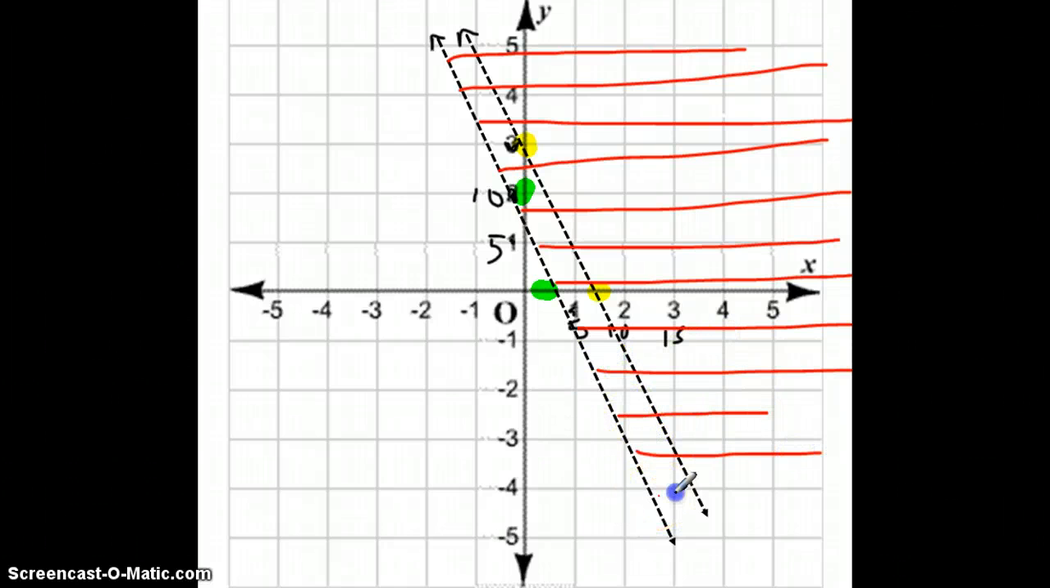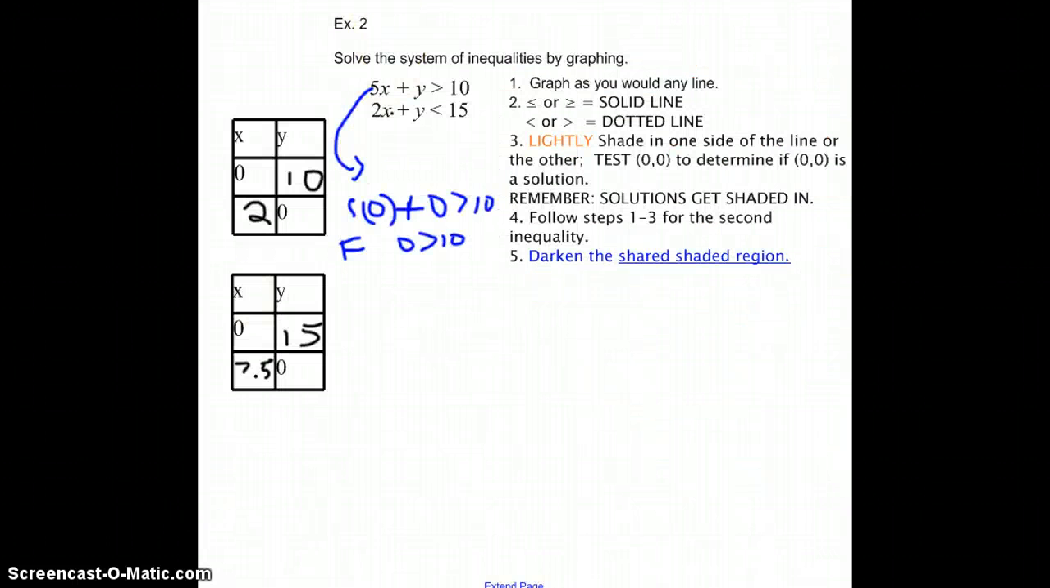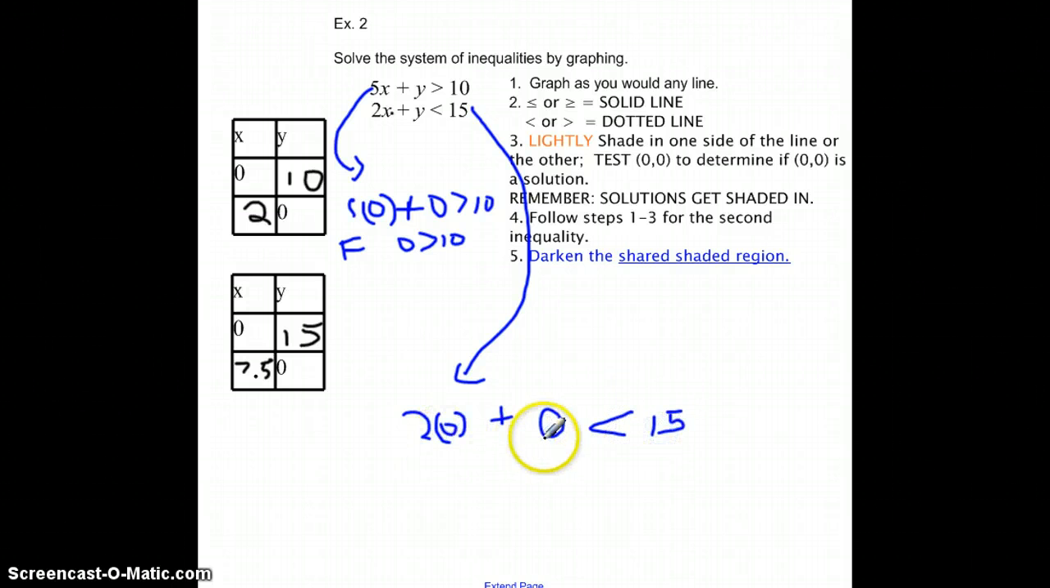Alright, now we've got to figure out what the shared region will be with the other line. So let's take our test points for the other line. Bring our other line down here. Here's our points. 2 times 0 plus 0 less than 15. Alright, 2 times 0 is 0, 0 plus 0 is 0, so 0 less than 15. Well, yes, we all know that is true.